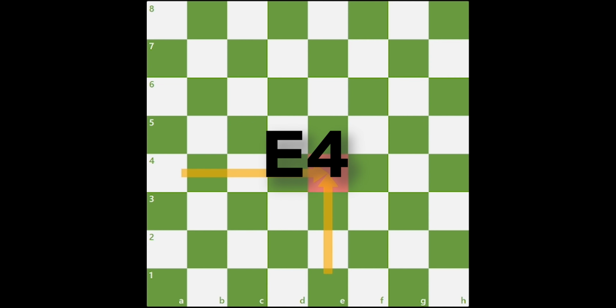Let's get to know some squares. The square in the bottom left corner is called A1. Notice that we place the letter first and then the number. Let's take a look at where file E and the 4th rank meet. Since the arrows point to 4, the square is called E4.